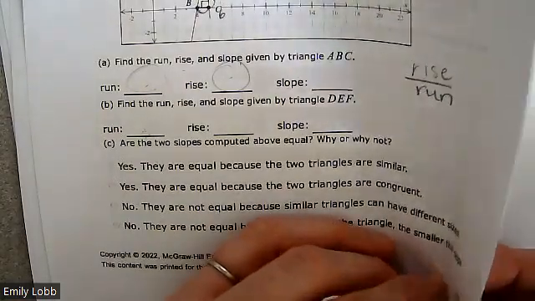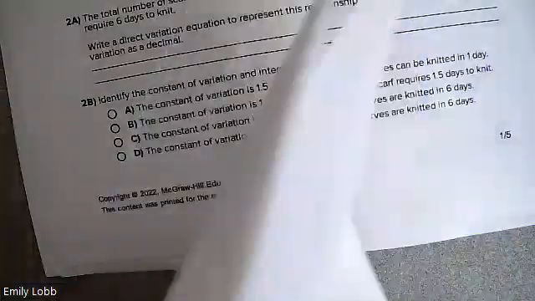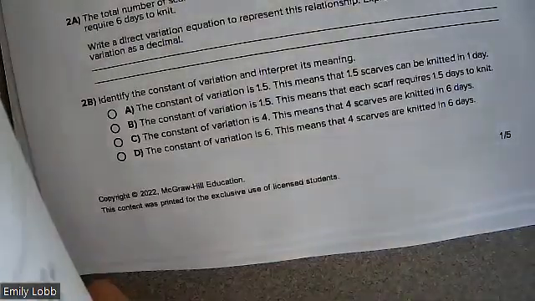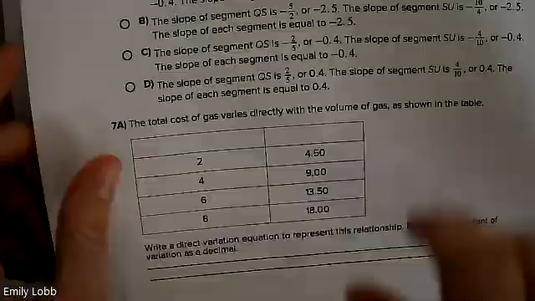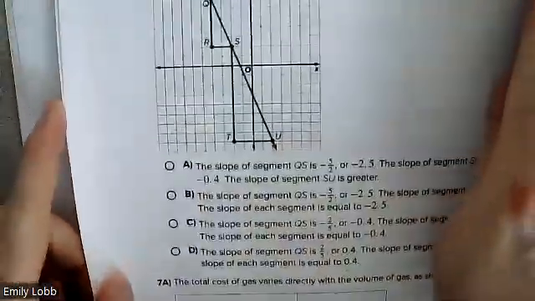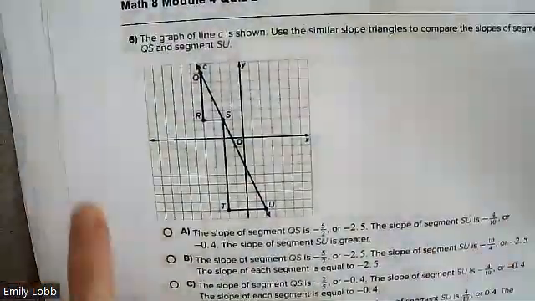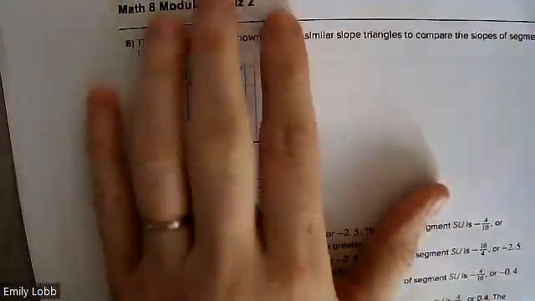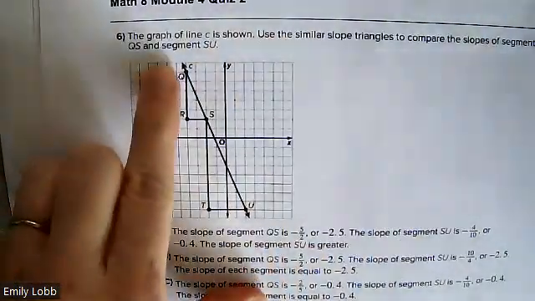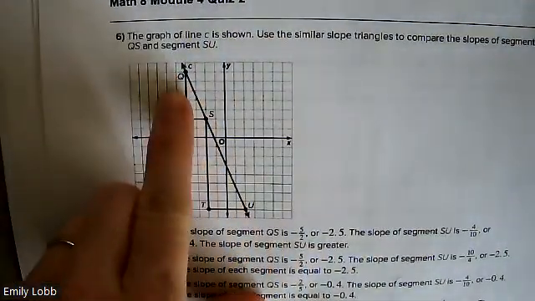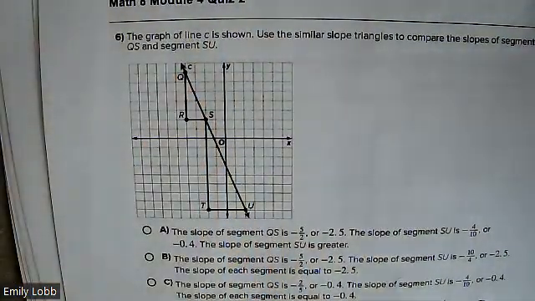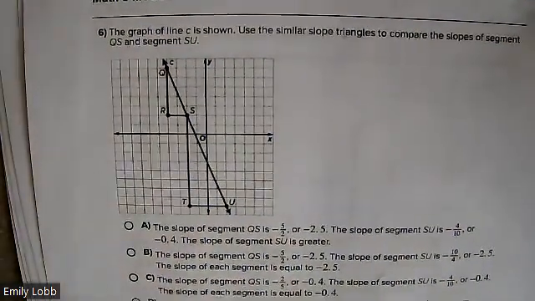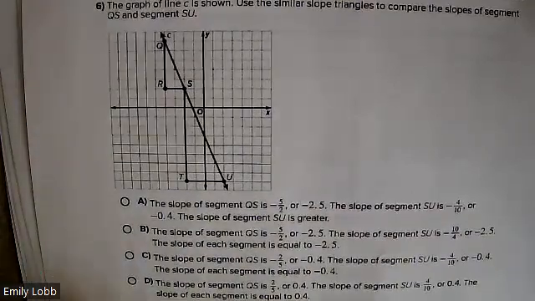All right. Page 4. Are you okay there? All right. So we just have two more questions. One has two parts. Number 6. Are you guys doing okay? Anybody need a minute? Deep breaths in, deep breaths out. We got this. All right, the graph of line C, here's line C, is shown. Use the similar slope triangles to compare the slopes of segment QS and segment SU.